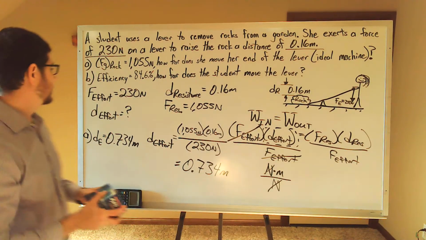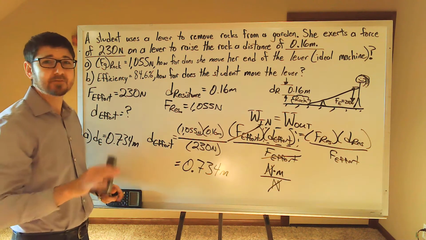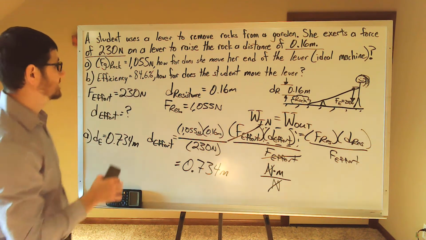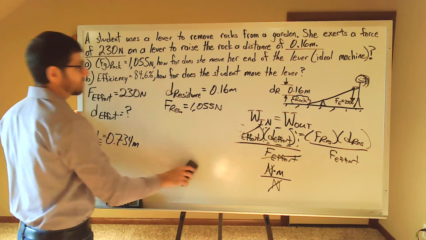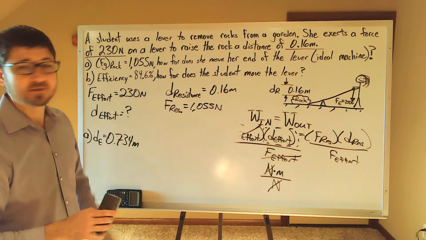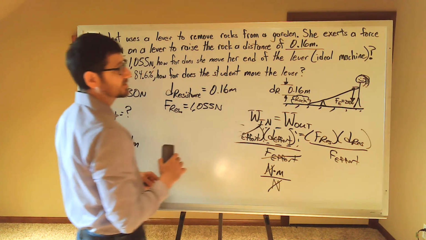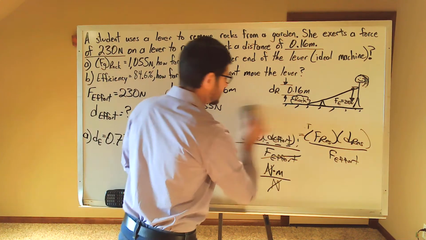So on part B, it tells us that we no longer have an ideal machine. The efficiency of our simple machine is 84.6%. And the problem asks, how far does the student have to move the lever to lift the rock 0.16 meters with an efficiency of 84.6%?